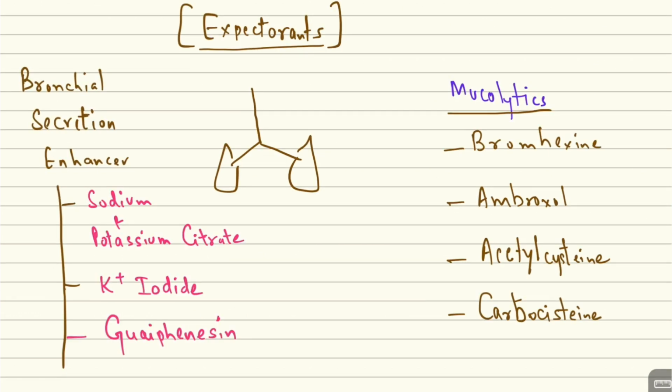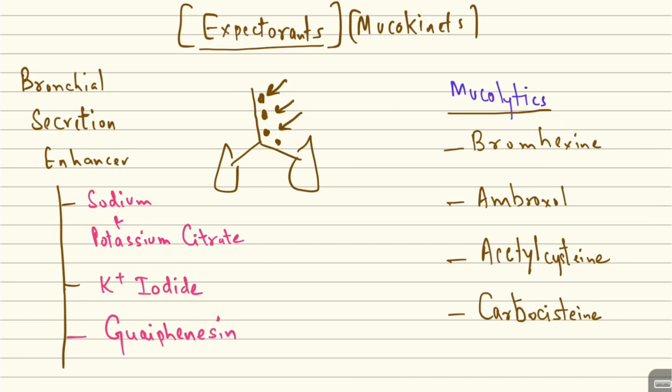These are also called mucokinetics. What do these expectorant drugs do? First, we need to understand what happens in a patient who has a lot of cough. There are a lot of secretions collected in their respiratory passages, and they are unable to remove the secretions out of their respiratory tract, because of which they have a constant desire to cough. They have a sticky throat. These drugs try to break down these secretions.